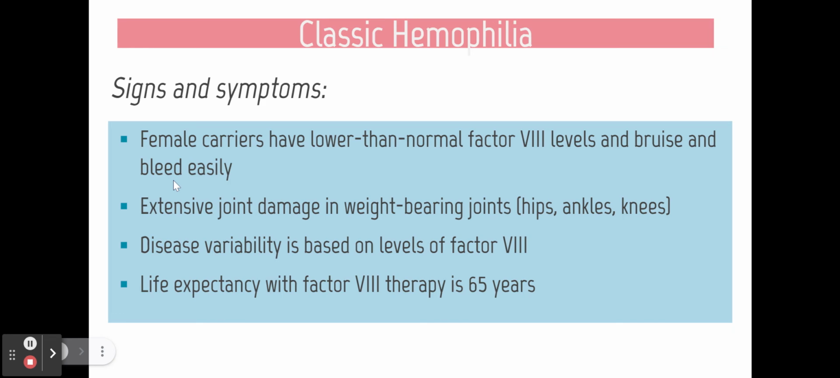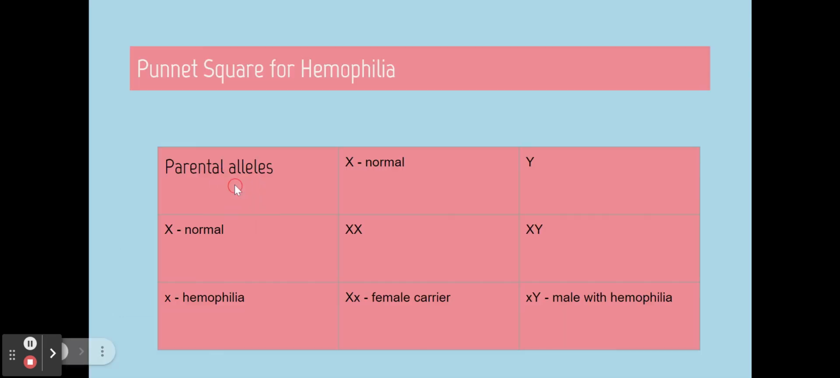Some of the things that go with classic hemophilia: it can involve extensive joint damage. If there is bleeding into the joint capsule, it will damage the joint. Variability is based on the levels of factor 8. It is not just some or none. There's a spectrum of how much factor 8 is produced based on the specific mutation to that gene. Life expectancy with factor 8 therapy, where we replace the factor 8 that their body doesn't make, is about 65 years.